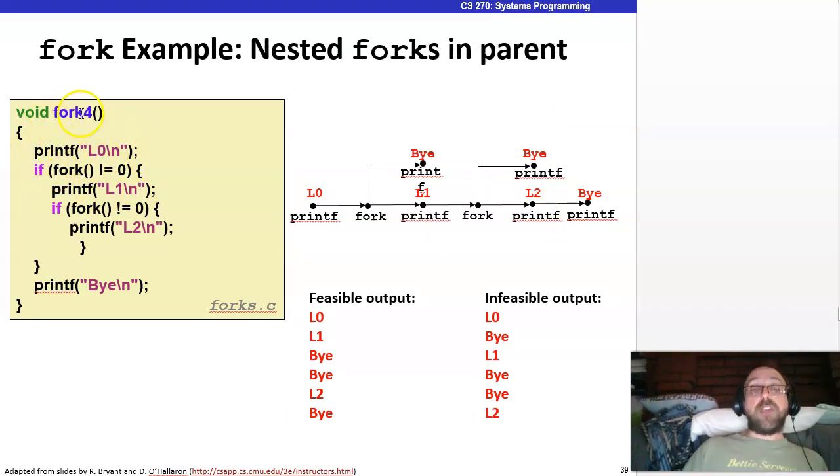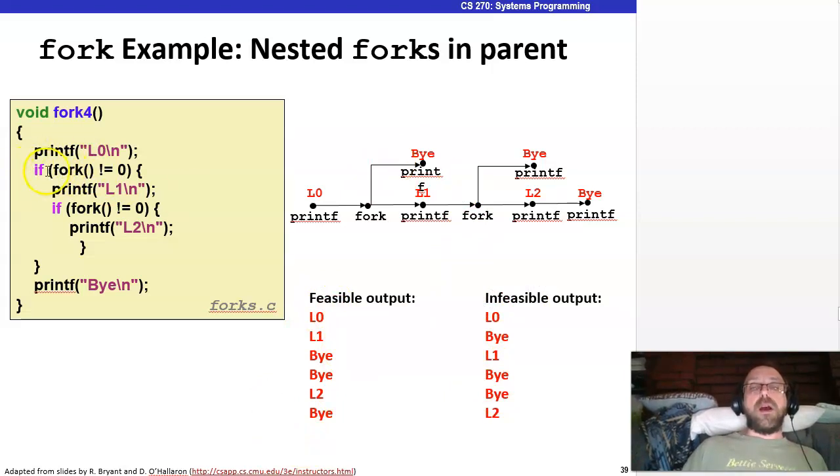These examples, by the way, are all in the 13code.tar.gz. So I'll recommend trying it out, running it, and seeing what output you get. There are examples here of what the output might look like, but because things are running concurrently, your results may vary. But you will get one of these feasible outputs and not an infeasible output.